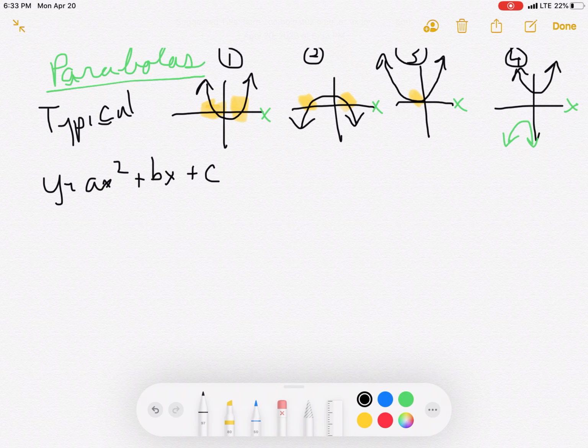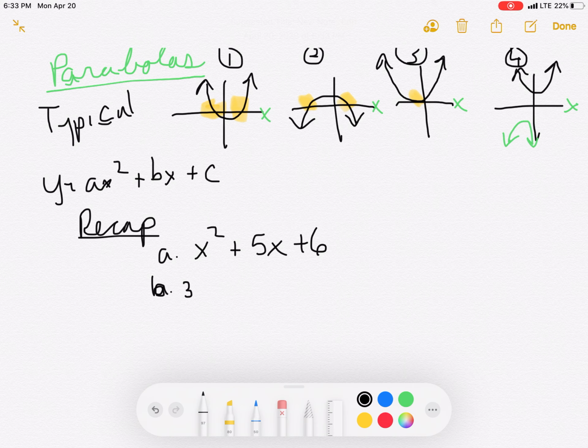So let's recap a little bit. Let's say A, we did something like x squared plus 5x plus 6. And we did another one where a was bigger than 1, so let's say 3x squared plus 6x plus 3. Okay? And since we can factor these both, we know that the graph will cross the x-axis at least one time, if not 2 times.